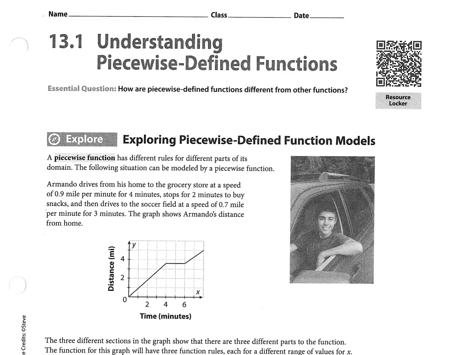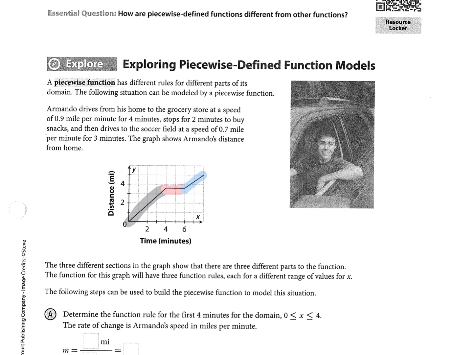Armando drives from his home to the grocery store at a speed of 0.9 miles per minute for 4 minutes, stops for 2 minutes to buy snacks, and then drives to the soccer field at a speed of 0.7 miles per minute for 3 minutes. The graph shows Armando's distance from home.